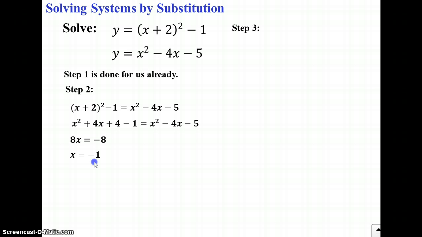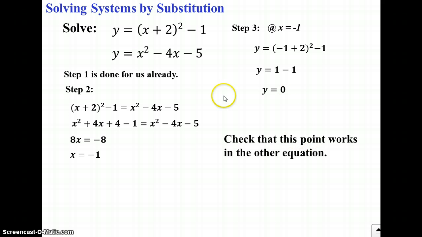So I go to step 3 and check. When x is negative 1, plug it into either of these two equations, doesn't matter which one. I chose the first equation. Plug negative 1 in for x. So (−1 + 2)² − 1. Negative 1 plus 2 is 1. 1 squared is 1. So 1 minus 1 is 0. So when y equals 0, x is negative 1. That's the only solution I have.